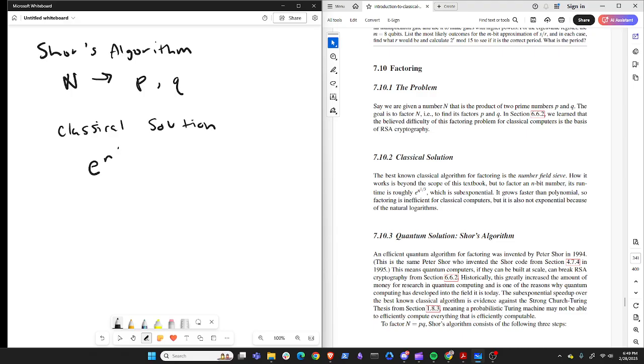So e to the n to the 1/3. The most efficient one that they have is e raised to the power of n raised to the power of 1/3. Which, you know, let's say we have, I don't know what the largest prime number they found is. Let's see. Largest prime number length. Wow. Okay.